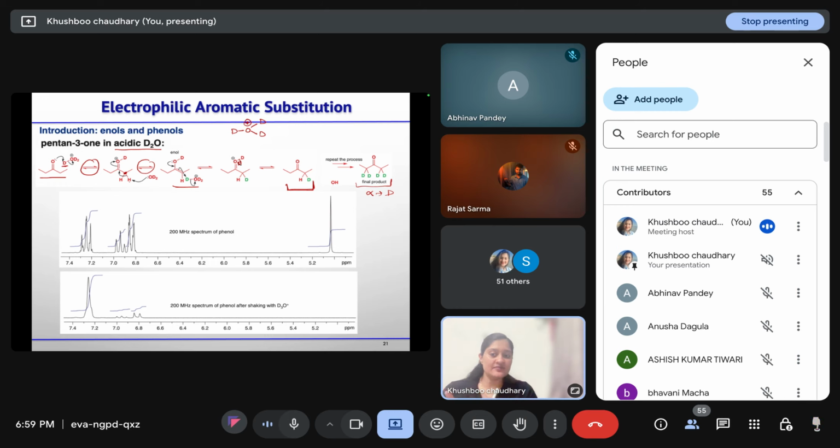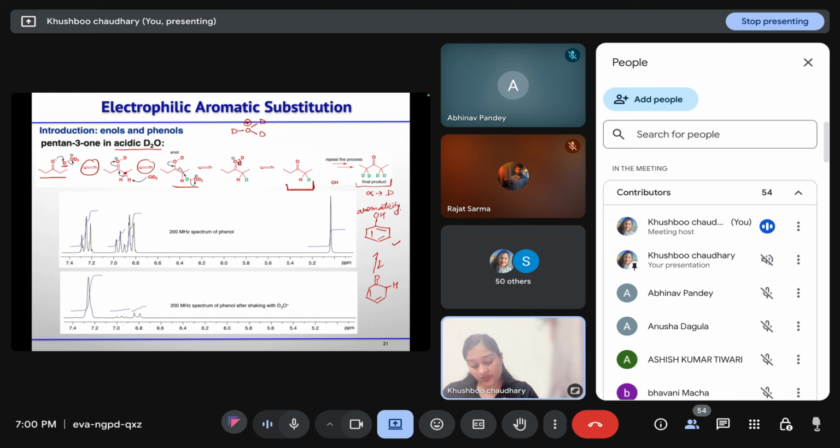Now, how is this enol system different from phenol? Phenol, if we are considering, is also an enol form. If we want to write the ketonic form of this, we can write it this way, correct? But in the case of phenol, the enol form is more stable than the ketone form, because of the aromaticity arising in the system. Aromaticity leads to stabilization. That's why in the case of phenol, the enolic form is more stable than the ketone form.